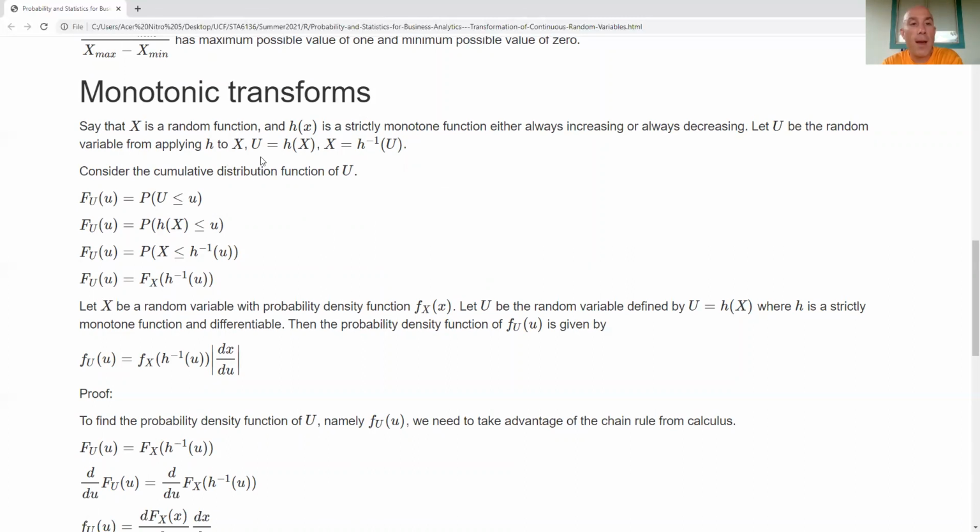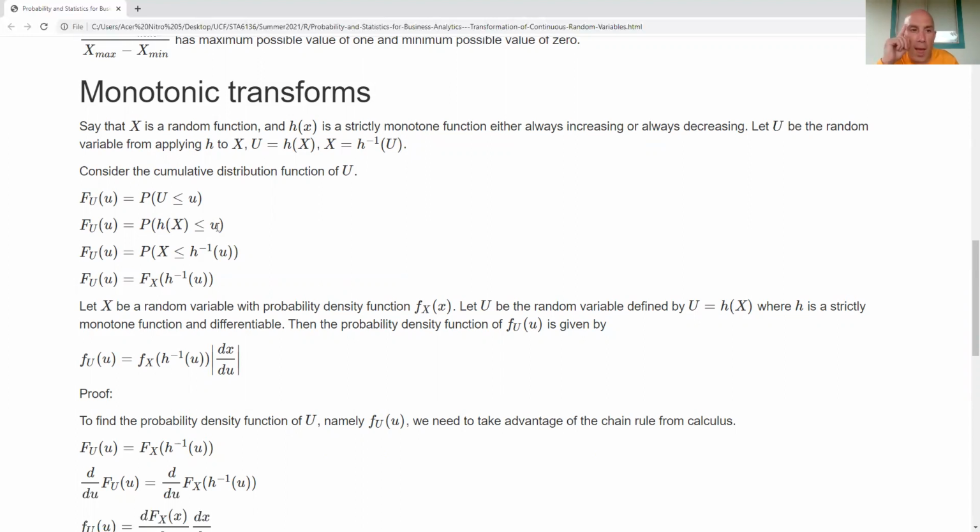All right, so now let's think about the cumulative distribution function of u. All right, so u is equal to h of x right here, so x is a random variable, u is what I get from plugging the random variable into a function, then the cumulative distribution function of u is equal to the probability of u less than or equal to a given value. All right. Well, I replace u with h of x right here. Okay. So now I see that h of x is less than or equal to u.